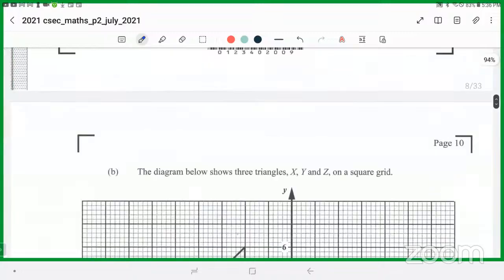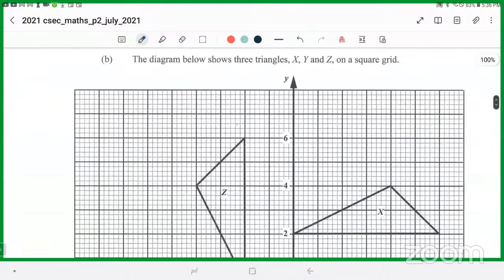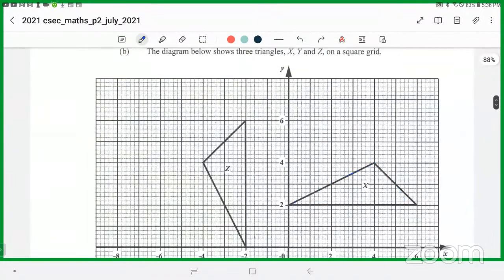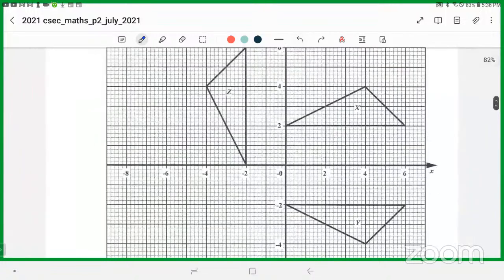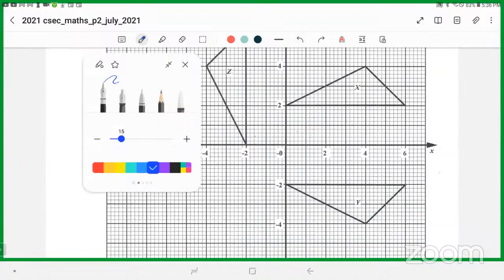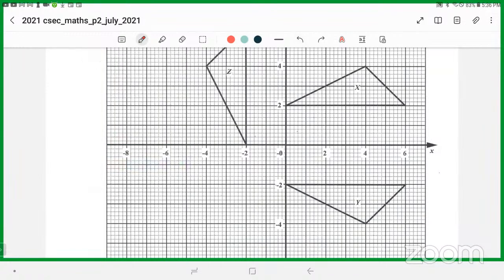Then we come now to this question here. It says the diagram below shows triangle X, Y, and Z. Let's look at them. This is the X1. This is the Y1. This is the Z1. Now, let me use the reading now. Reading shows a little bit clear on these diagrams.